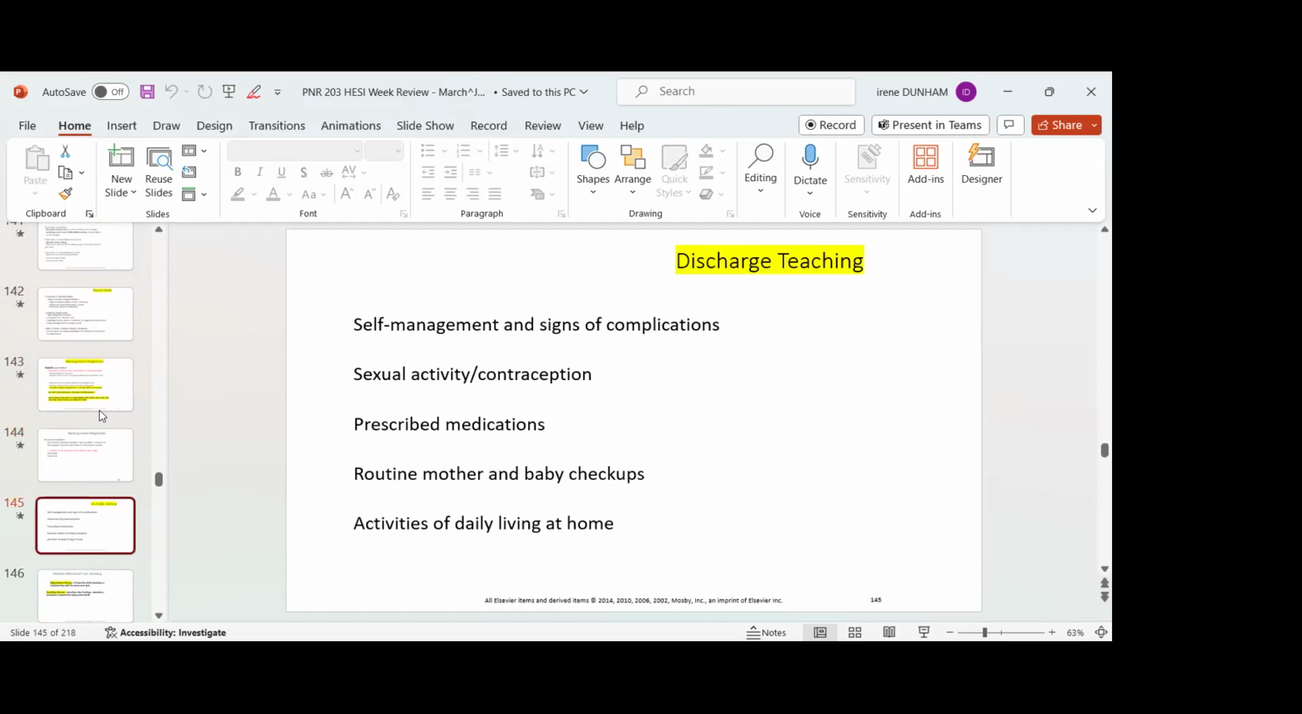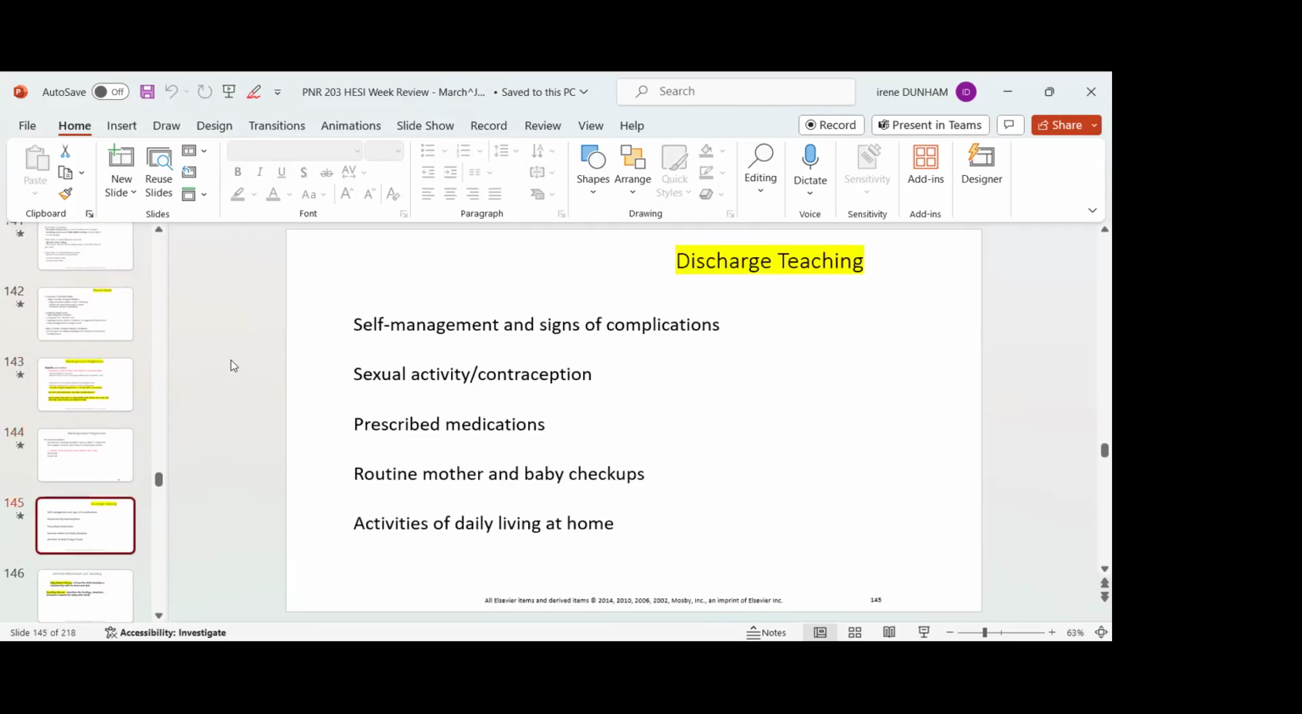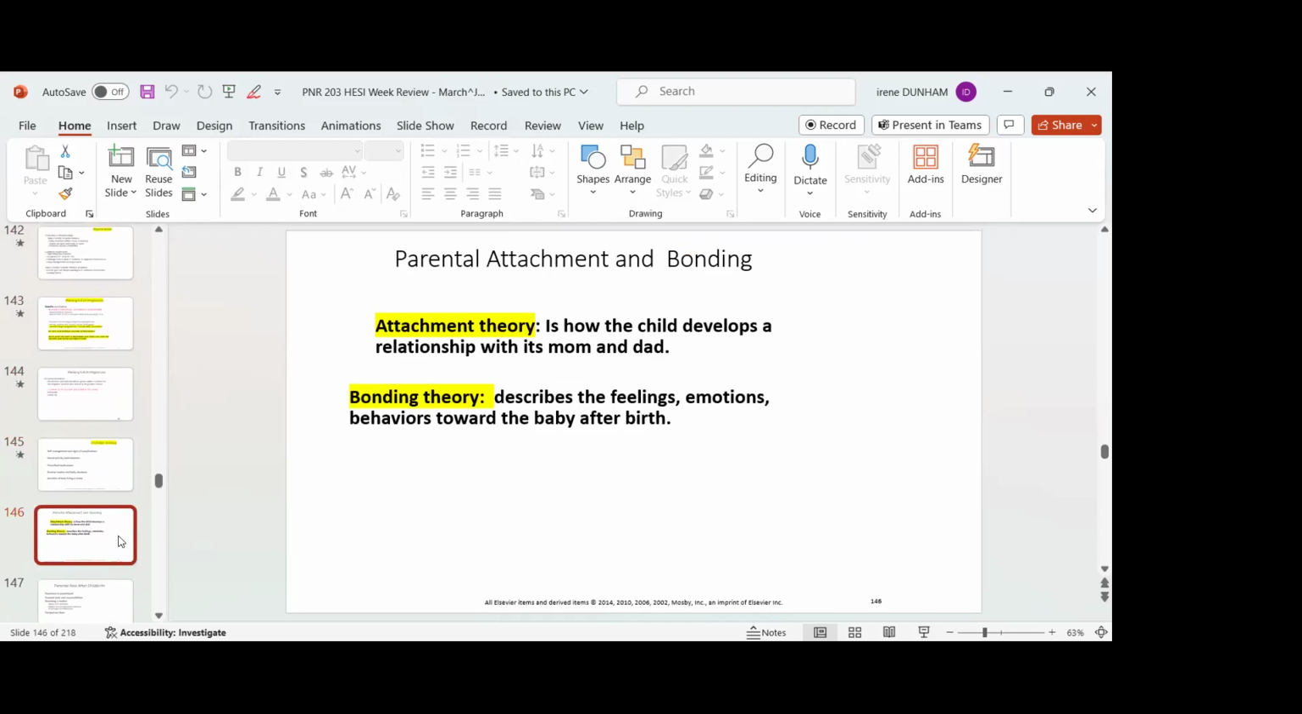Let me see here. Discharge. I think we already went over this, but discharge teaching always includes signs of complications, how she takes care of herself, her medications, routine mother and baby checkups, and activities of daily living at home. It's always good to know what should be included in discharge teaching. It's always a good question.